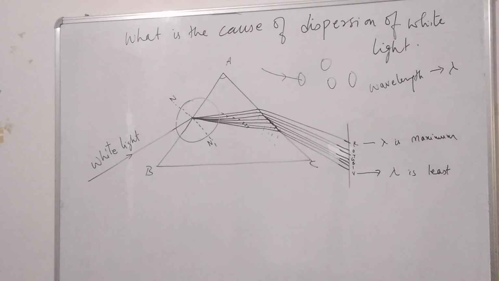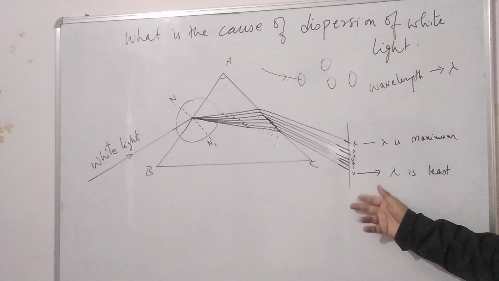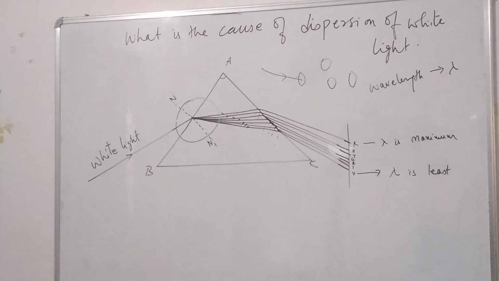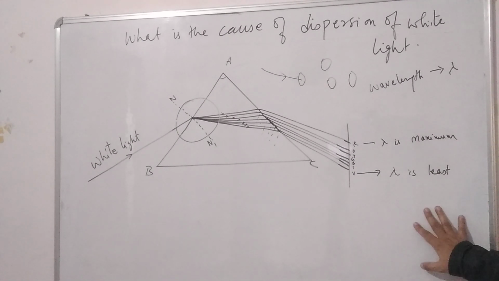Hope you all have understood what is dispersion, what is the spectrum, and what causes the dispersion of white light. That is the difference in speed of colors. They have different wavelength and different angle of deviation, which is the cause behind the dispersion of white light. Hope all of you have understood this.